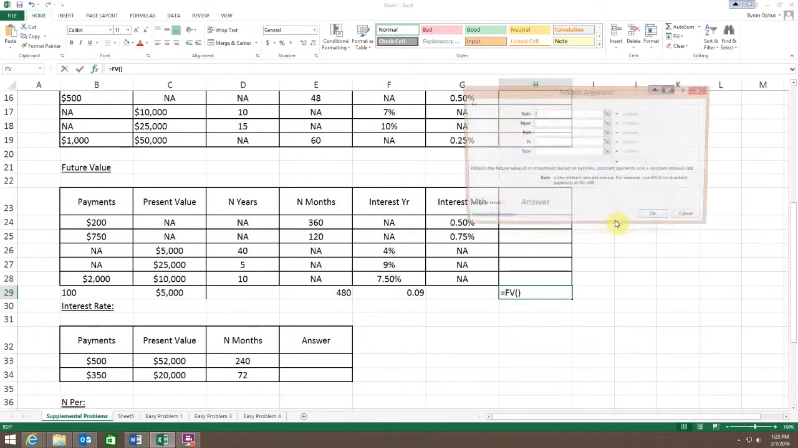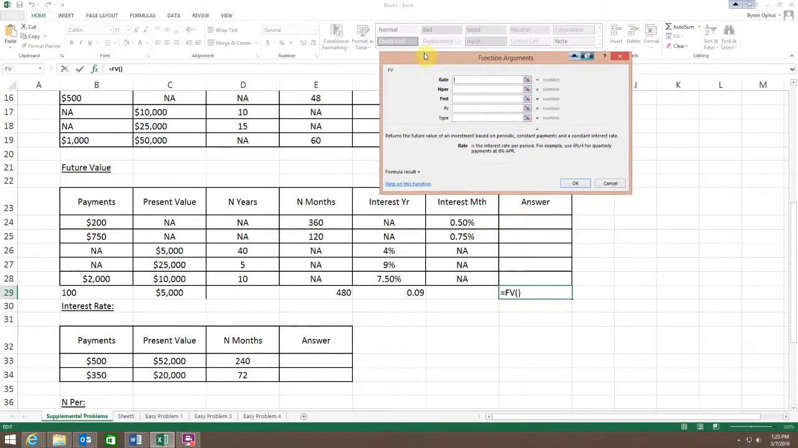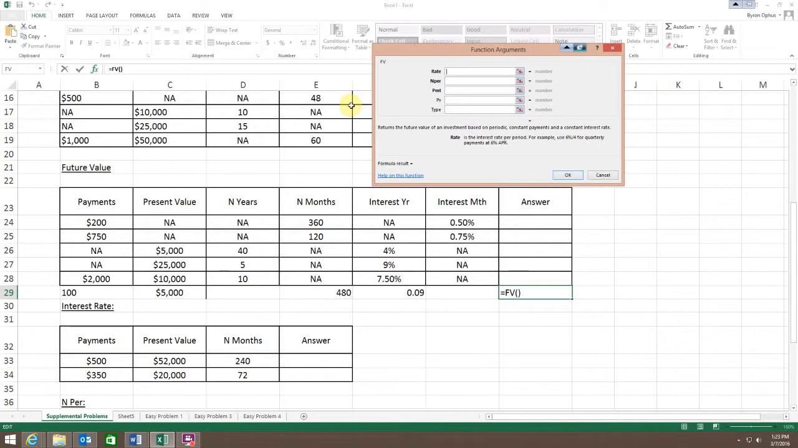Okay, I click OK. Now here we might have to worry about our signs a little bit. Because in this case the payments that are leaving my pocket are probably going to be negative, so I'm going to enter that as a negative. Likewise, the present value is going to be leaving my pocket, so I'm going to enter that as a negative.